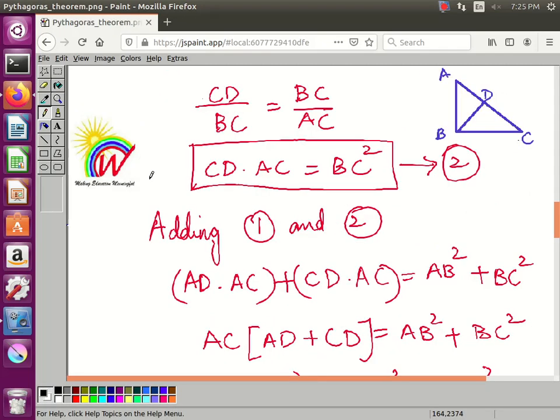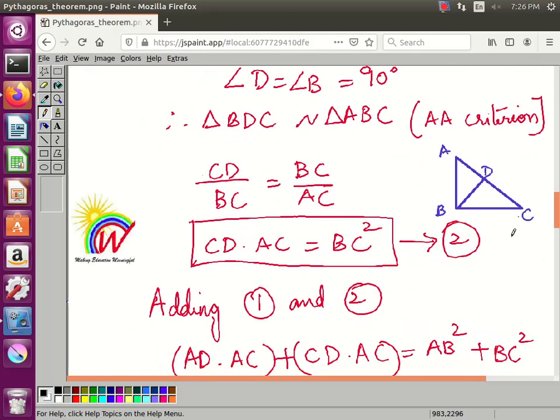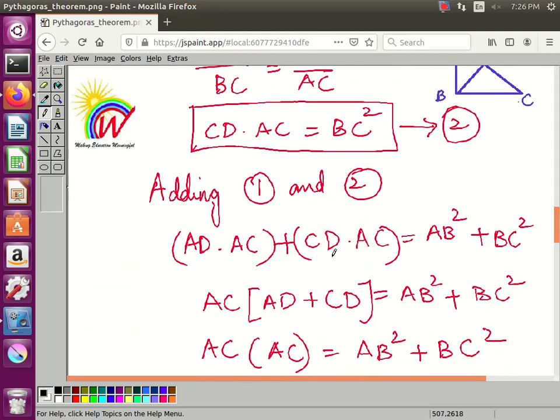So now we have got these two equations. Now we are going to add these two equations. So let's look at equation 1. Equation 1 says AD into AC is equal to AB square, and equation 2, let's go down, says CD into AC is equal to BC square. So when we add, we add both the left sides together and the right sides together. When you add the left sides, you get AD into AC from the first one plus CD into AC from the second one. Now that is equal to AB square from the first one and BC square from the second one.